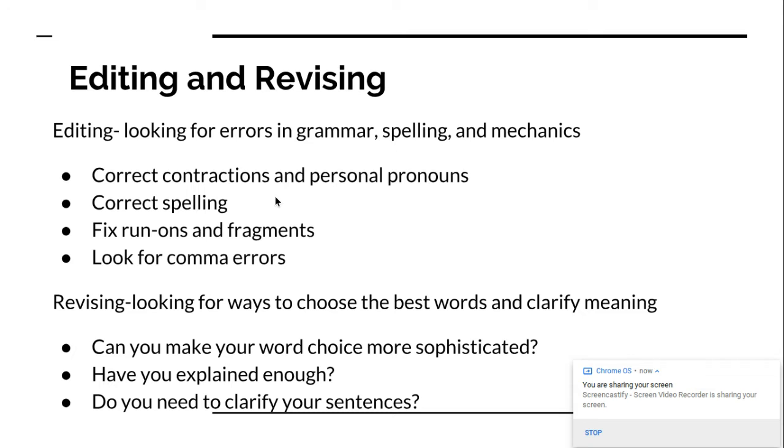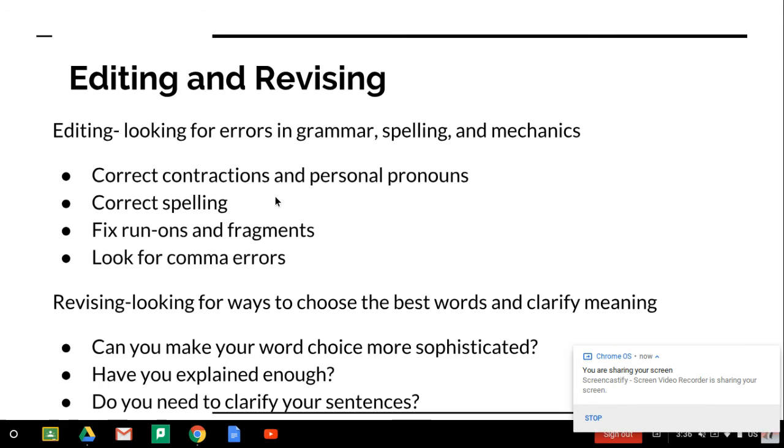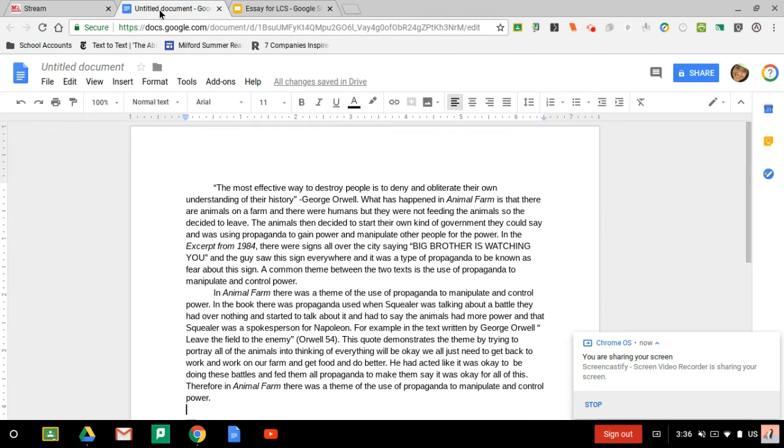Okay, so I'm going to show you guys a good way to go about it, a little bit of a sample of how I go about revising a paper. This is a sample of an Animal Farm essay from last year.